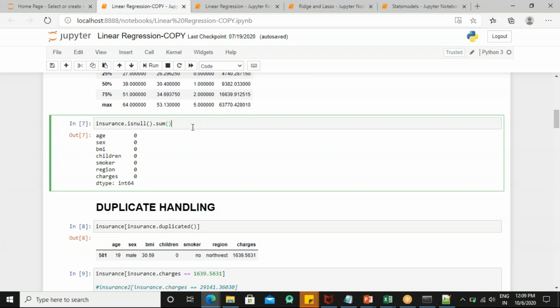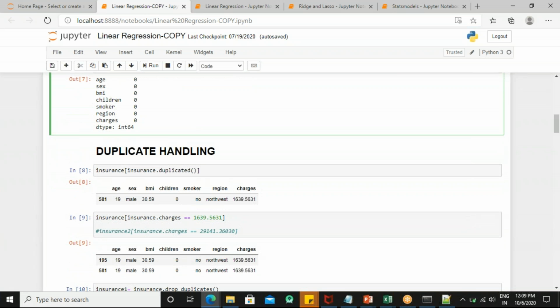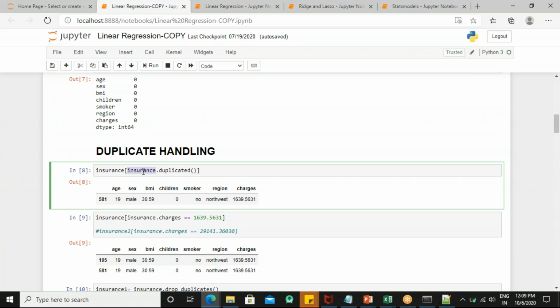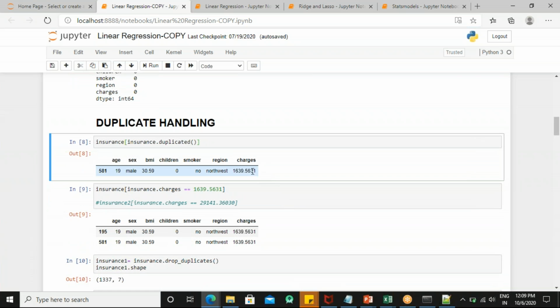Then we have to do duplicate handling, meaning my data should not have any duplicates. So data frame dot duplicated is a function which tells you true or false. If any record is a duplicate, I pass it on to the data frame and I get that this particular record is a duplicate record.